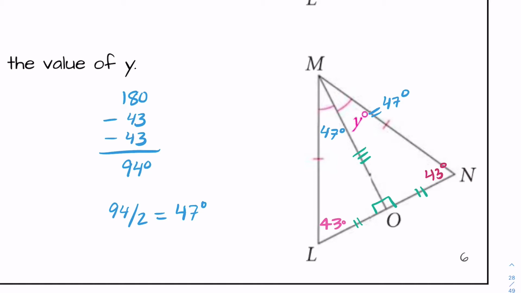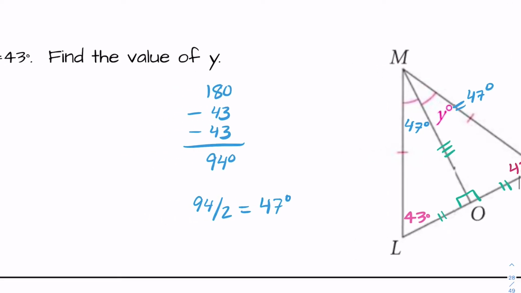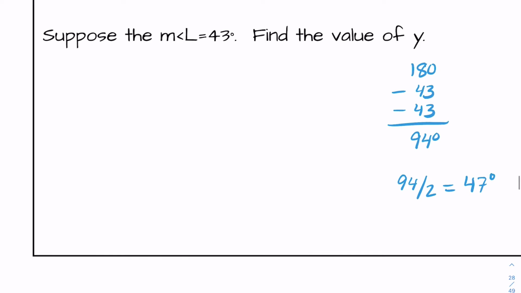Again, there's other ways to have done that. I could have done 180, take away 90, take away 43, which would have left me with 47. So that's another way. So I'm going to say y is equivalent to 47 degrees.